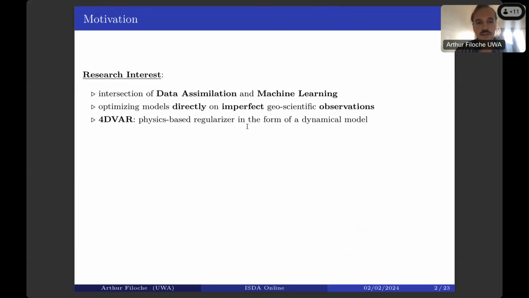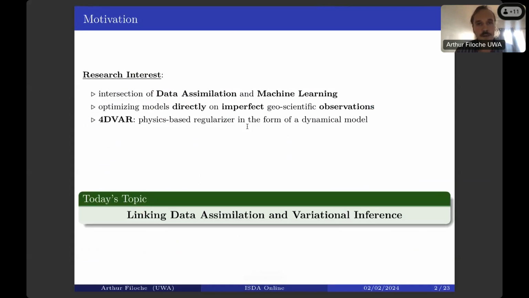I've been mainly interested in the intersection of data assimilation and machine learning, and a recent trend seems to train models on reanalysis data, and I'm wondering, will it be possible to train those models directly on observation, and more particularly using a physics-based regularizer like in 4D-Var? And this got me looking into variational inference. So today's topic will be linking data assimilation and variational inference.